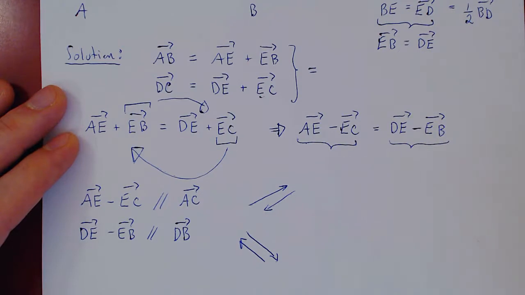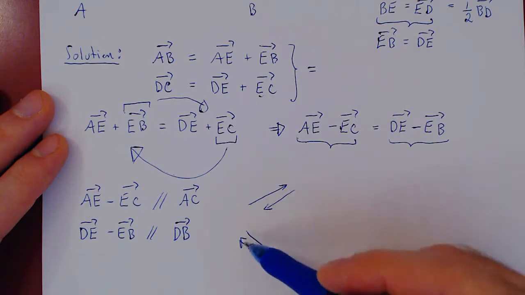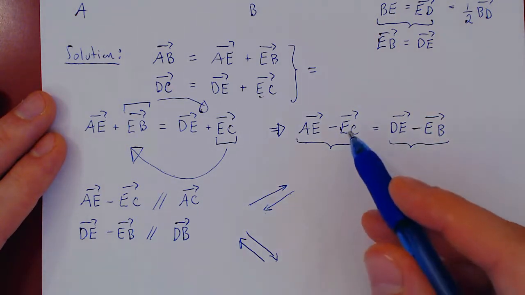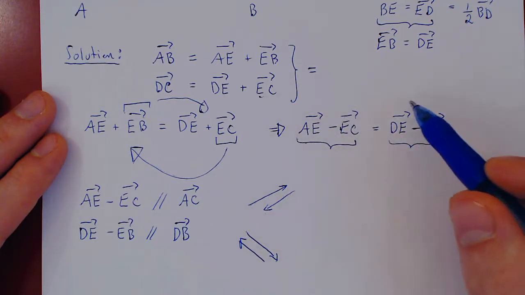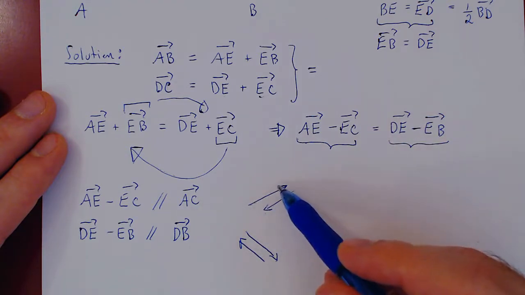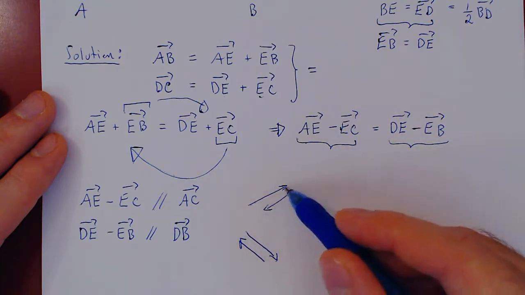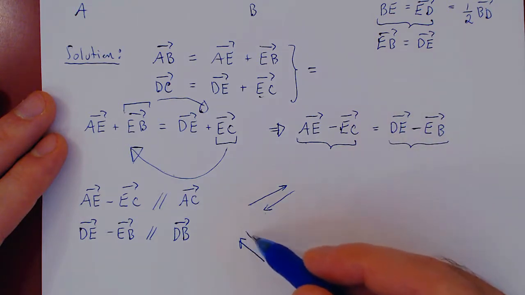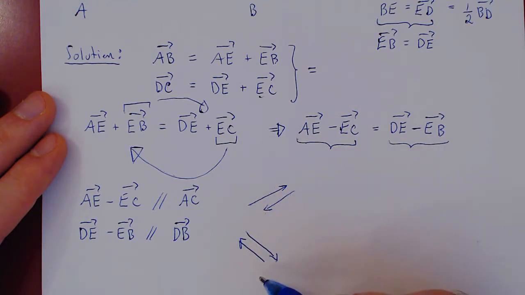And so what we have now looks like a contradiction. How can two vectors be equal if they have clearly different directions? Well, the only way is for these vectors to have no direction. Right? If this vector has direction, this one has the same direction, but clearly this is impossible because vector AE minus EC will have this direction, or the opposite, and vector DE minus EB will have this direction, or the opposite. So clearly, in both cases, we don't have the same direction.